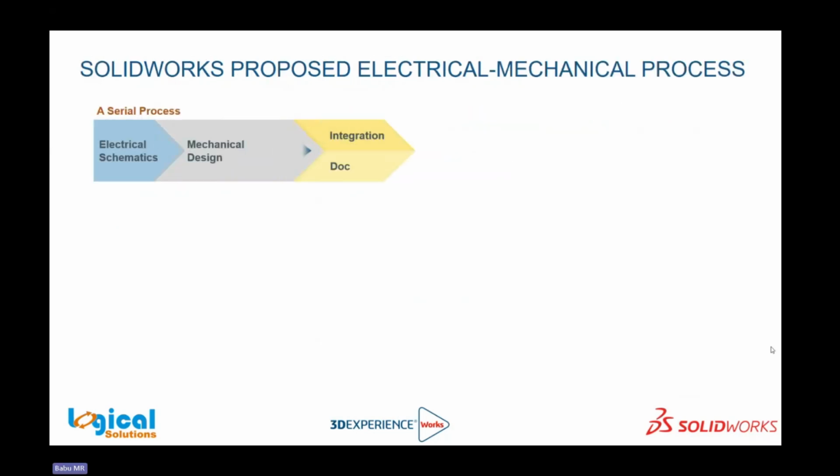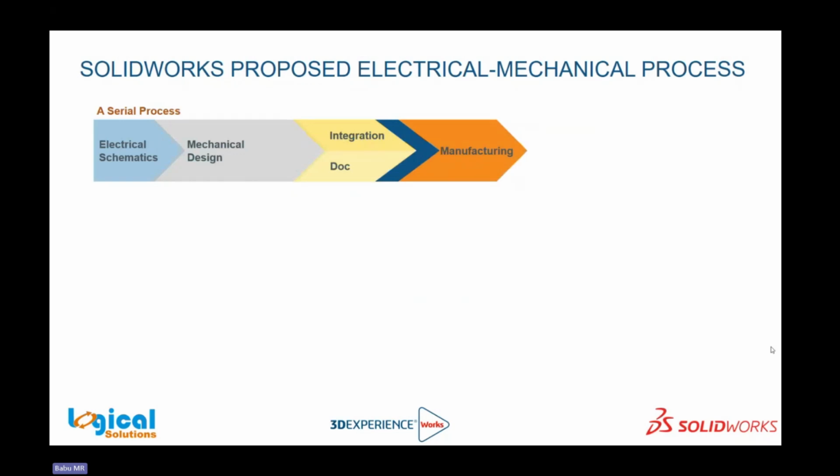Usually in the industries, how do they follow the serial process? This is the existing process which industries usually follow. Electrical schematics will be done by electrical engineers, and mechanical design, that is 3D, will be done by mechanical engineers, and there will not be any integration between these two departments. If any change happens in the electrical team, the mechanical team will not get to know, unless there is email or verbal communication. So there will not be any direct integration between the different departments.